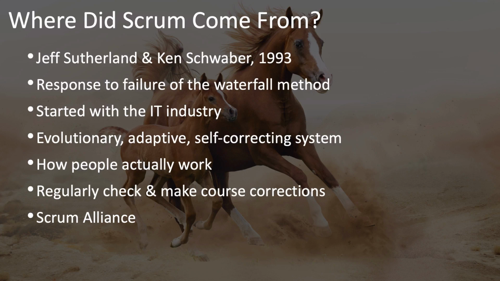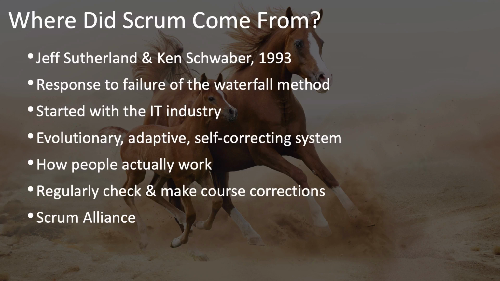Scrum is based on the concept of an evolutionary, adaptive, and self-correcting system. It's based on years of research of how people actually work, rather than how we think they work. It's based on the idea of regularly checking with your stakeholders to see how well what you're building meets their needs, and making course corrections as needed along the way.